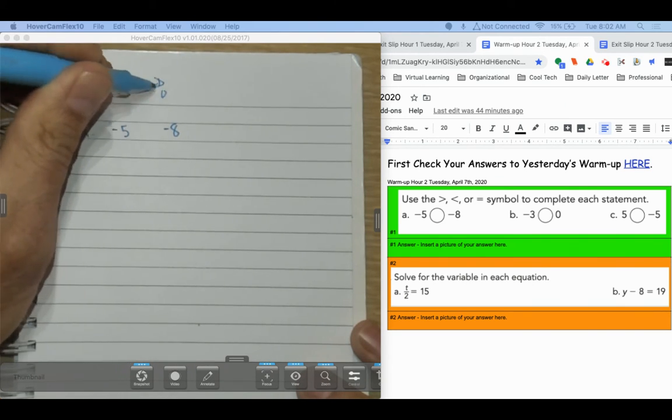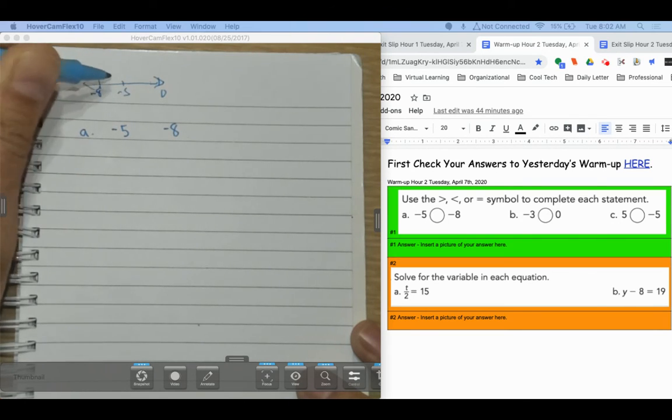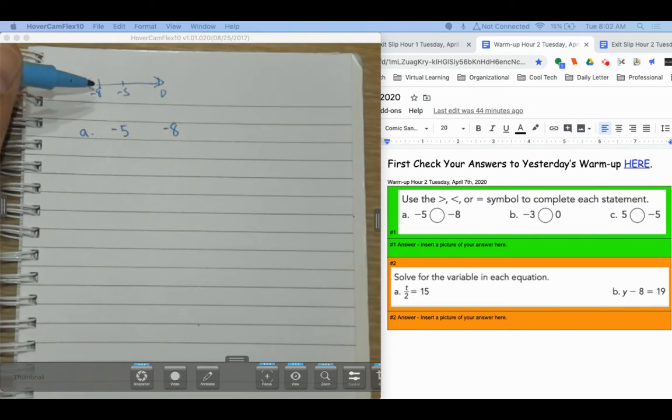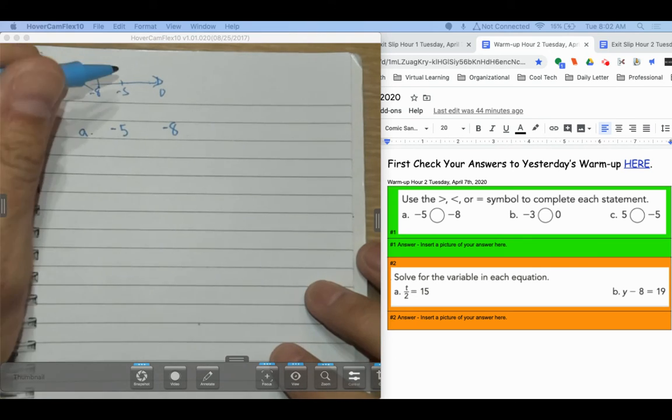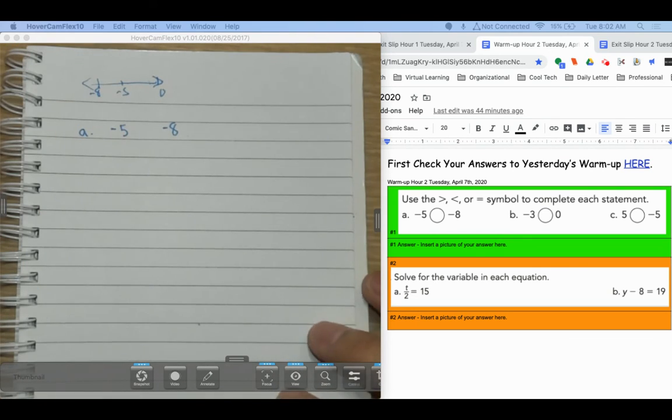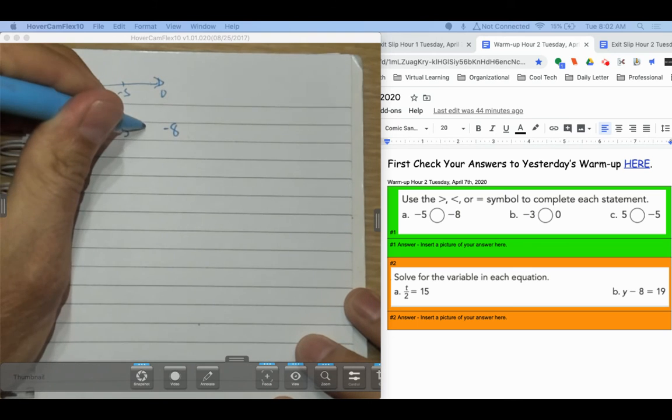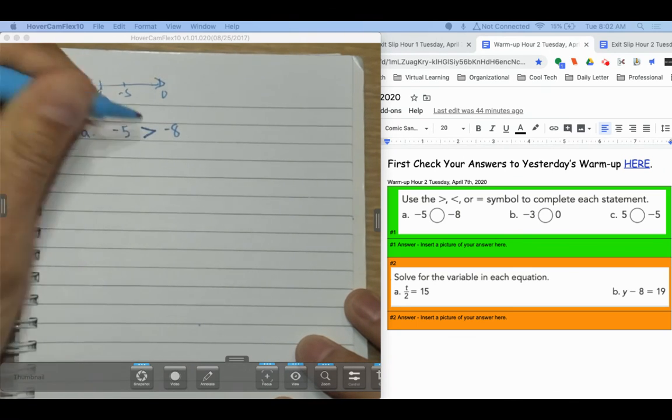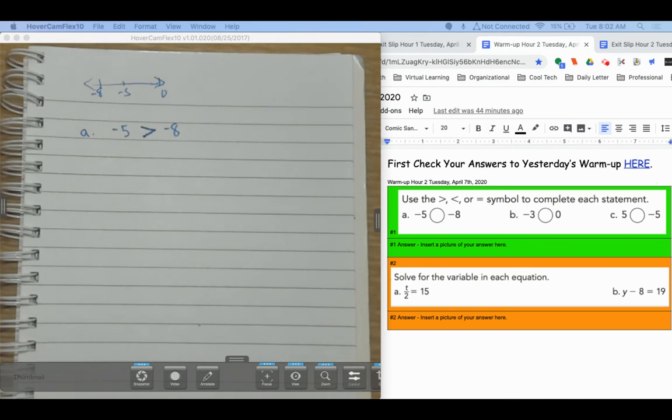There'd be 0, -1, -2, -3. And so even though 8 is farther away from 0, it's further to the left on the number line. And whatever is further to the left on the number line is smaller. And so we always point at the smaller one. And so -5 is greater than -8.